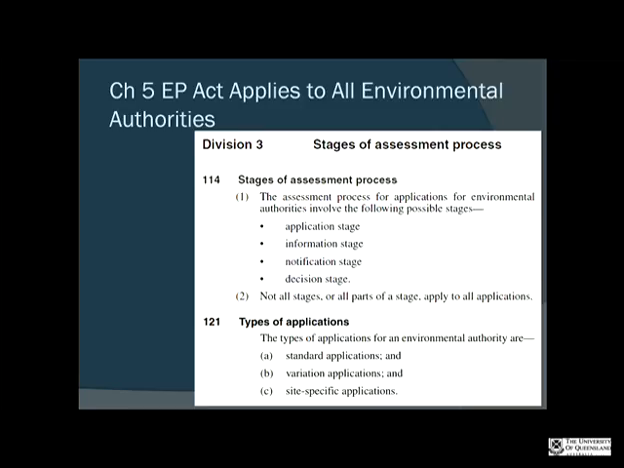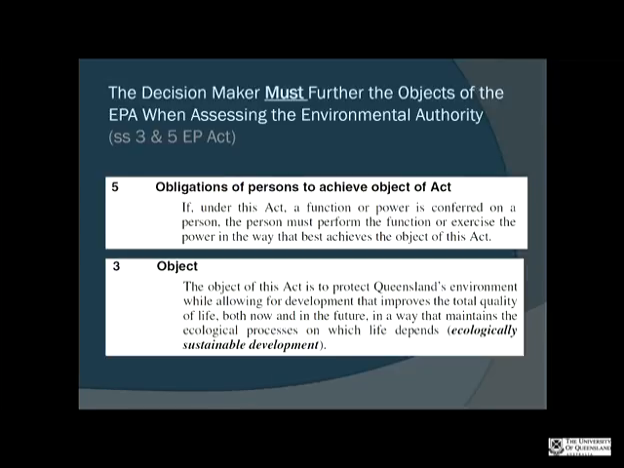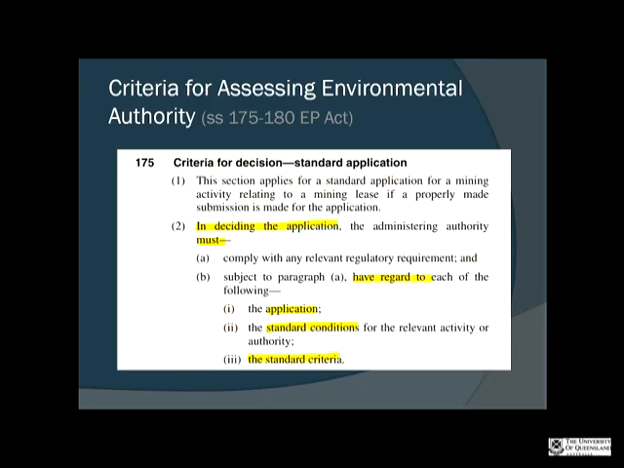Stages of the assessment process: you've got your application stage, your information stage, your notification stage, and then your decision stage. As we pointed out, when they're considering whether it's an environmentally relevant activity and whether to approve it, they should technically be furthering the objects of the Act. When they assess the application, so this is the criteria for a standard application, then they have to consider a number of things.